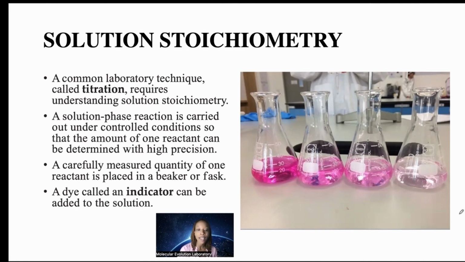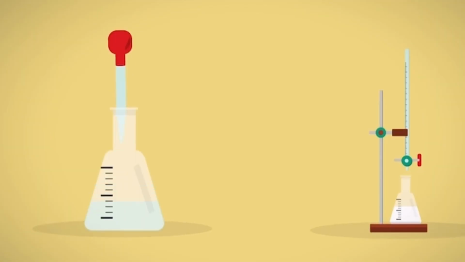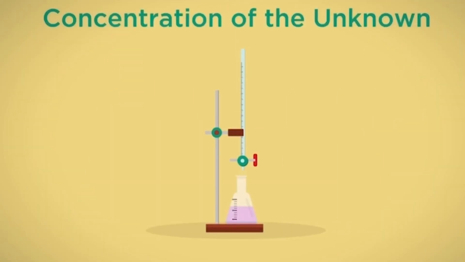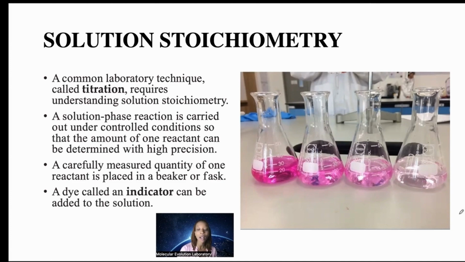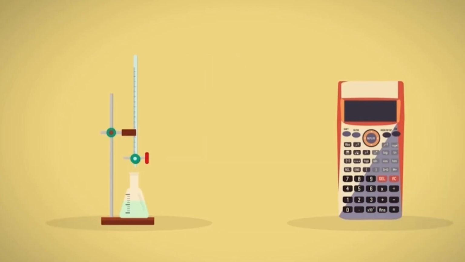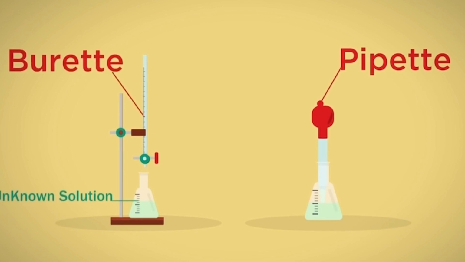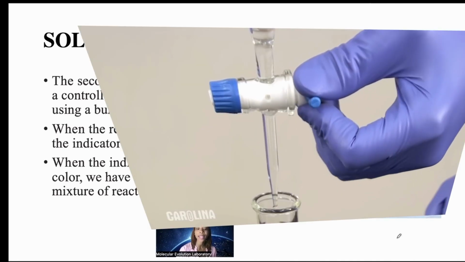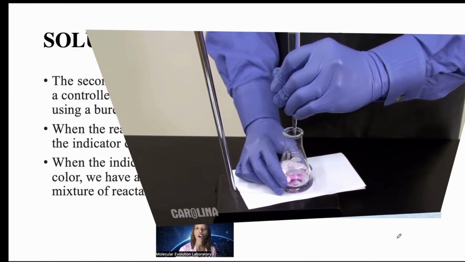A solution phase reaction is carried out under controlled conditions so the amount of one reactant can be determined with high precision. A carefully measured quantity of one reactant is placed in a beaker or flask. A dye called an indicator can be added to the solution. The second reactant is added in a controlled fashion, typically by using a burette. When the reaction is complete, the indicator changes color. When the indicator first changes color, we have a stoichiometric mixture of reactants.